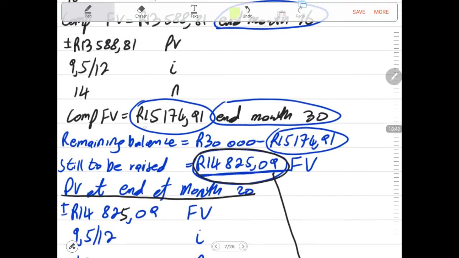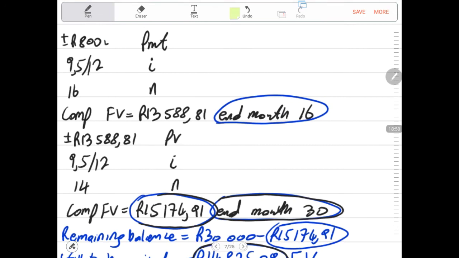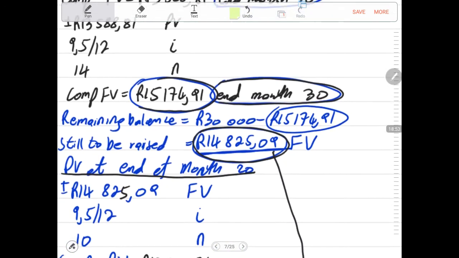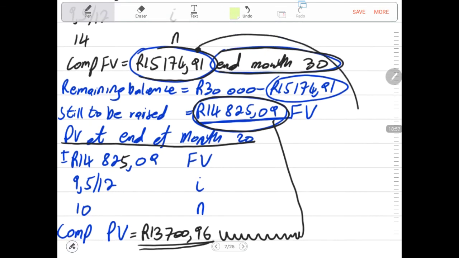Which is the 15,000 at the end of month 30, that was accumulated from our previous monthly payments of 800. So now when we add this balance at the end of month 30 and this balance at the end of month 30, we can see that their sum will give us exactly the 30,000 that we need to have at the end of month 30.